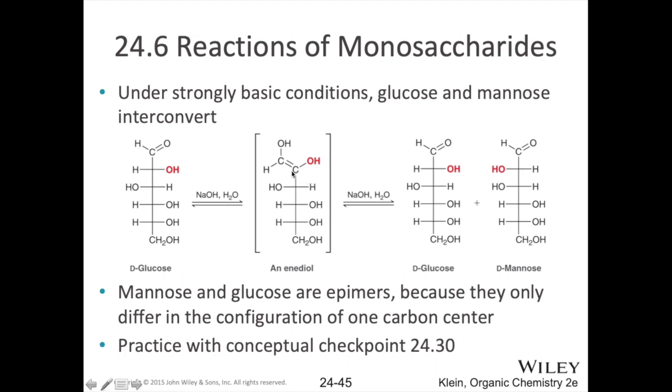Notice that we've gone from an sp3 carbon here to an sp2 carbon here, and then back to an sp3 carbon. Again, we have a racemic mixture. So my point here is that you can change the sugar itself just by having a strong base present.